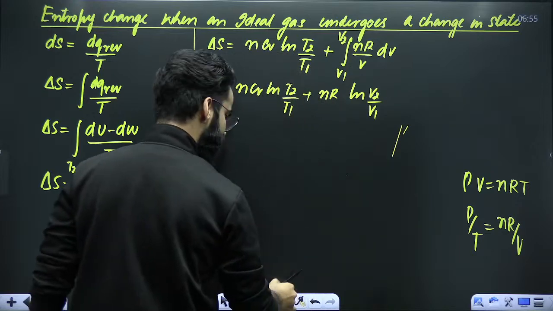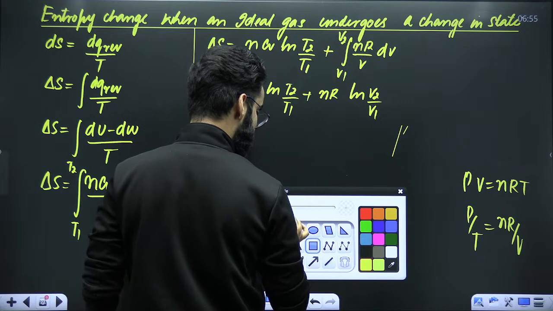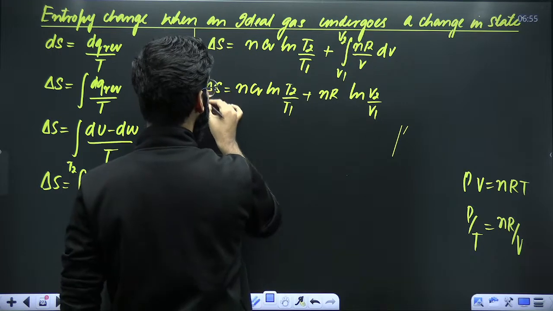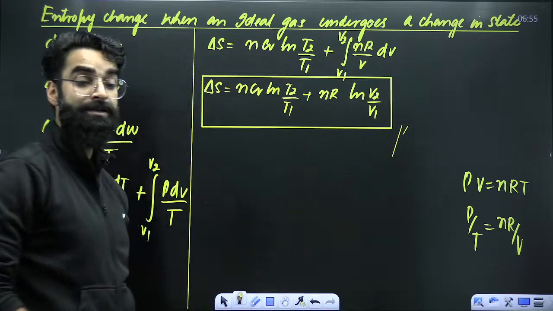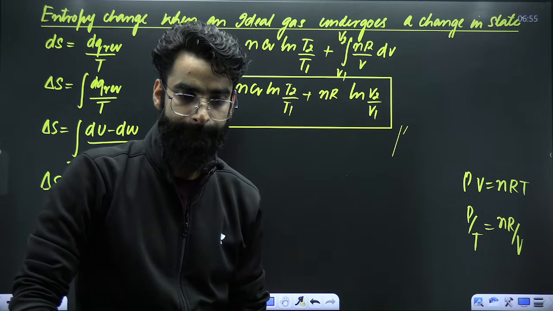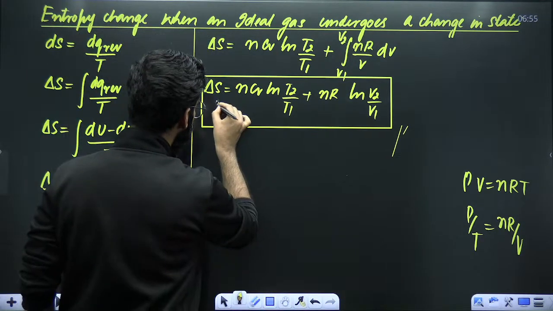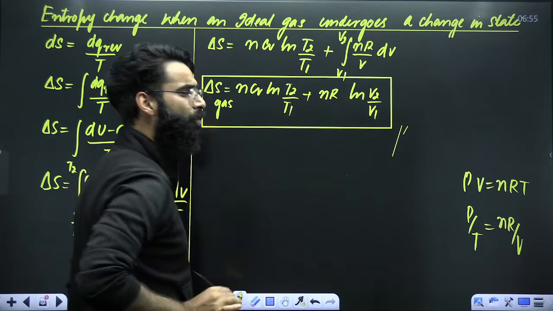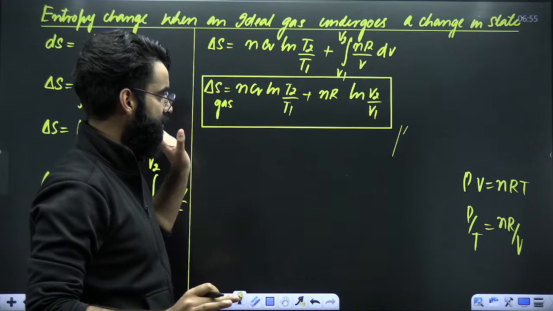So my dear students, this is the first expression which I would want you guys to remember, to calculate the entropy change of the ideal gas which undergoes a change in state. This is how you calculate entropy change of the ideal gas, which undergoes a change in state. Okay. This is the first expression.